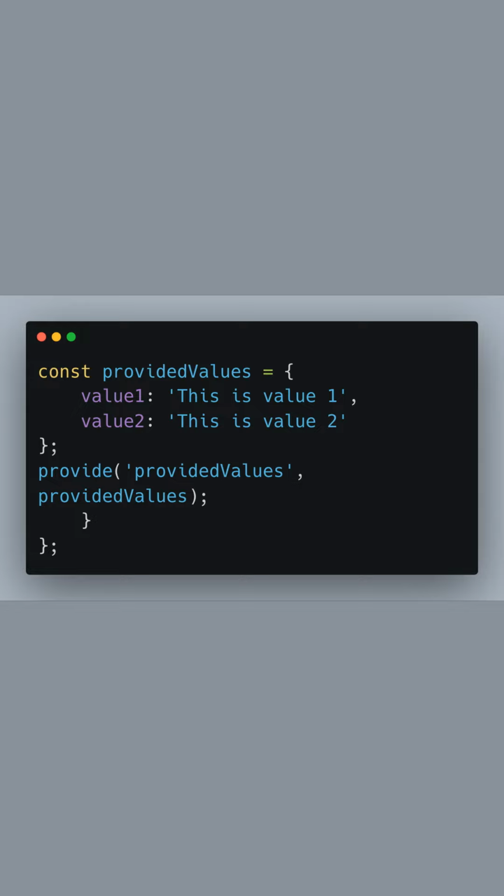Alternatively, we can organize multiple values into an object and provide that object under a single key, in this case provided values. This can make the code cleaner, especially if you have many values to pass down.